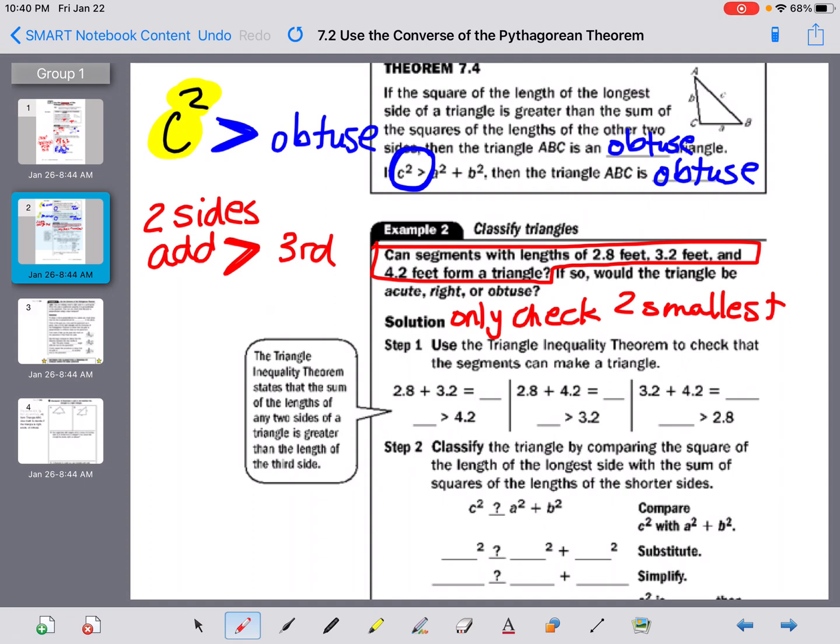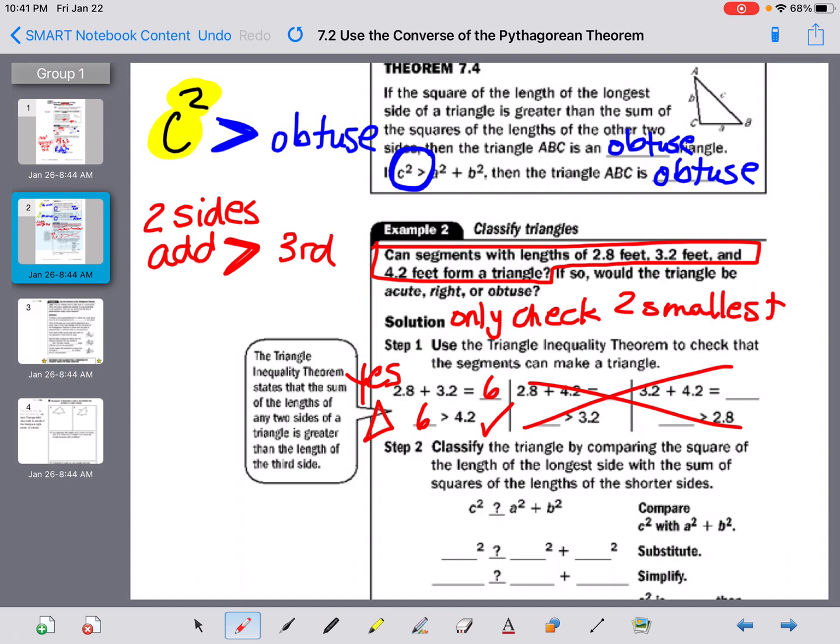So I'm going to be honest, I'm not even going to check these two. I'm just going to add the two smallest, 2.8 plus 3.2. Well, that adds up to 6. Is 6 bigger than the third side? It is, so yes, it's a triangle, okay? So, by the way, you have to try that first. Now, quick note. We didn't square those sides. We simply looked at their measures and said the first two have to add up bigger than the third.